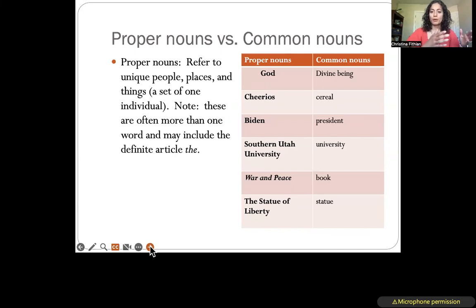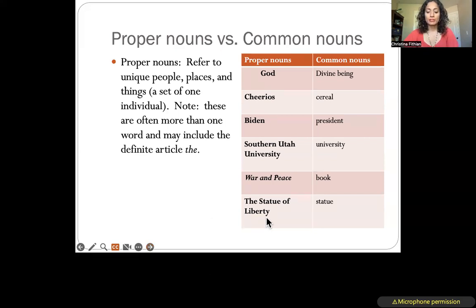Okay, so let's look at proper nouns versus common nouns. Now, proper nouns refer to unique people, places, and things. In other words, a set of just one individual. So these often are with the word the before them, but sometimes they're not. And we're going to diagram them differently depending on whether a proper noun includes the word the in the title itself, or whether the is separate from it, okay?